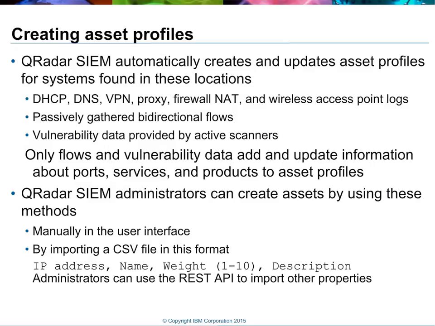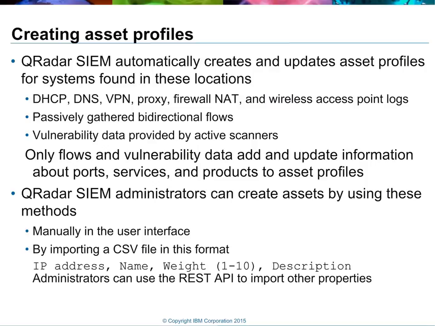QRadar creates these asset profiles automatically by monitoring a variety of data sources. For instance, if you're feeding logs such as DHCP, DNS, VPN, proxy, firewall logs into QRadar, we can use that information to create asset records. Consider a workstation logging into the environment and querying a DHCP server and receiving an IP address assignment. The information about that IP address would trigger the generation of an asset profile. In addition, we can also update that asset profile record with the MAC address associated with that DHCP request.